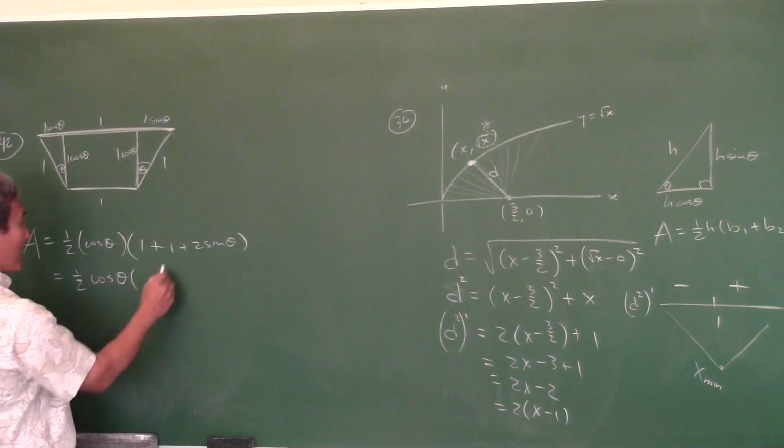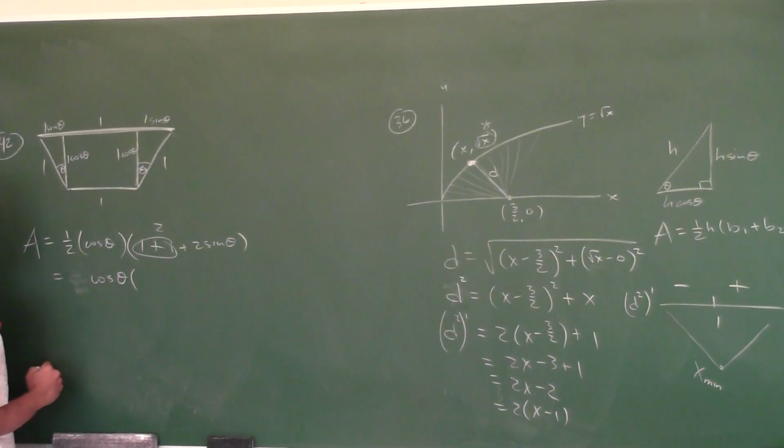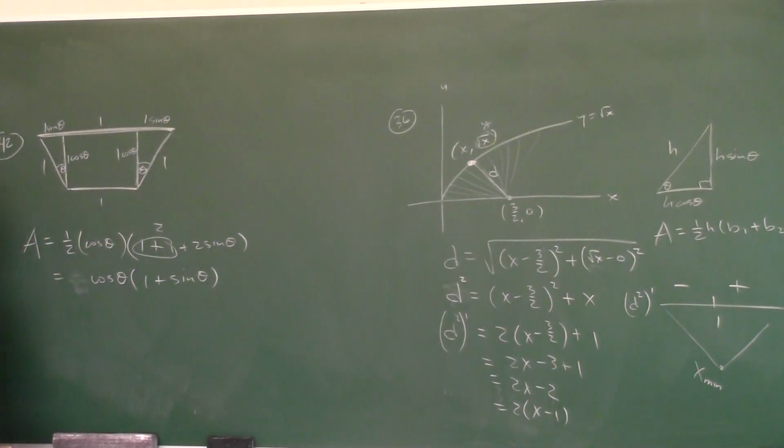Okay, so if you simplify, this is 2, so you can factor out the 2, which cancels this 1/2, and you're gonna get 1 plus sine theta. Okay, so that's the first problem. Can you get to that step right there?